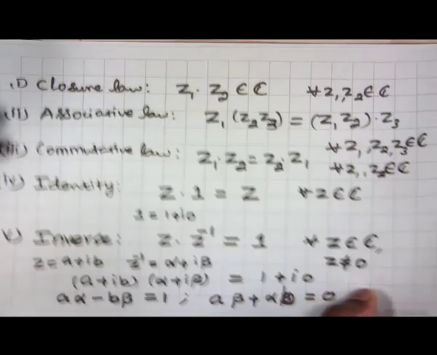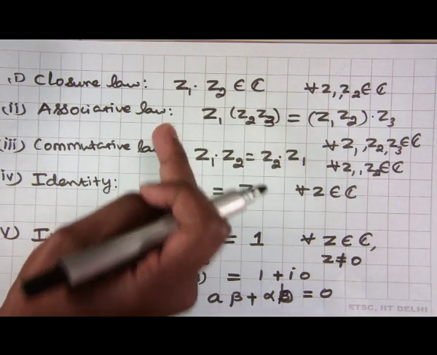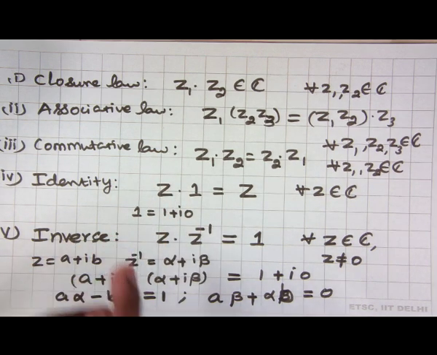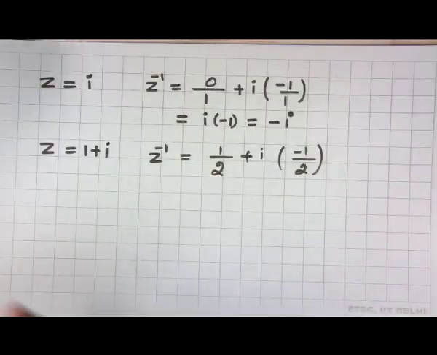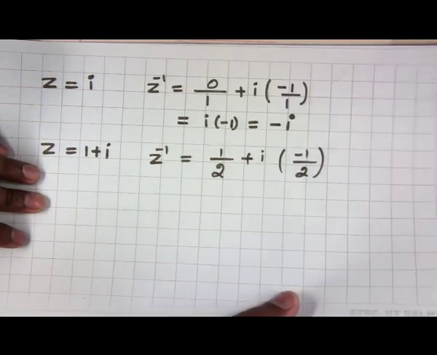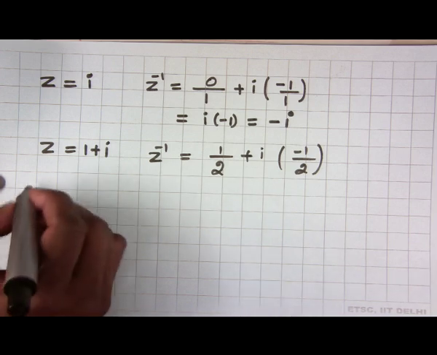Let me just recall. We have mentioned the closure law, associative law, commutative law, identities exist, inverses exist for every non-zero element. In addition to this, there is a nice interaction between the plus operation and the multiplication operation, that is explained through the distributive law.